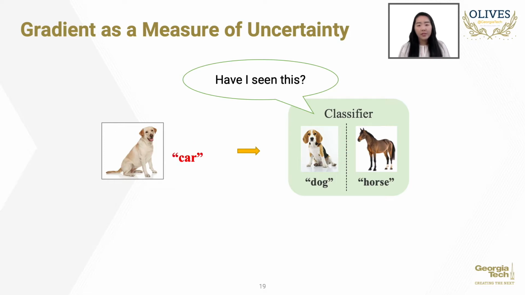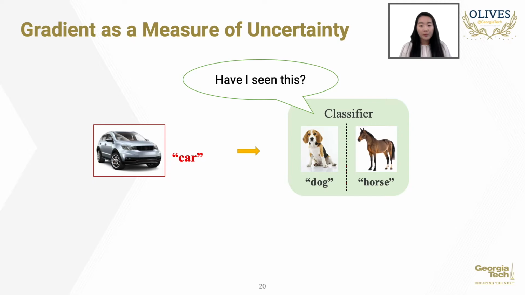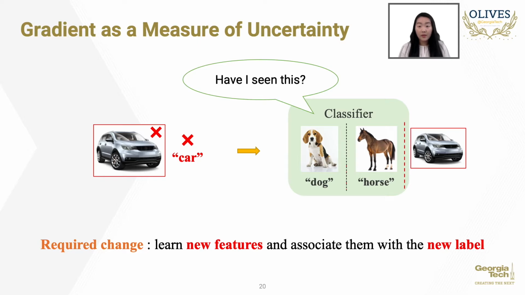But if the classifier is given a familiar input image with an unfamiliar label, it doesn't have to learn features again. It only needs to associate the already learned features with the new label. But if the model is unfamiliar with both input image and the label, it has to first learn the new features from the image and then associate them with the new label.